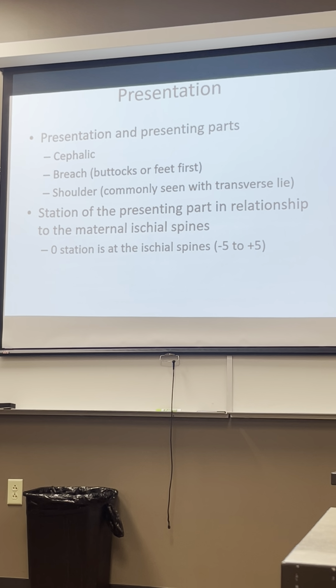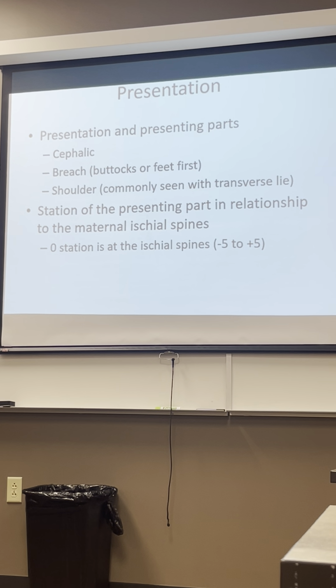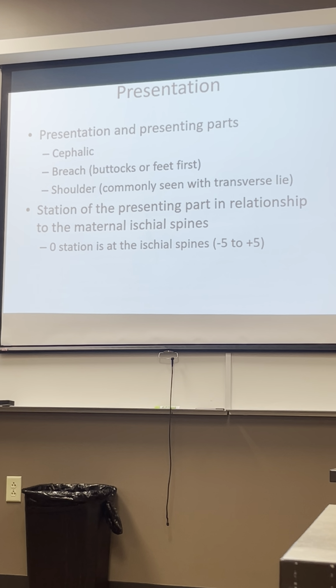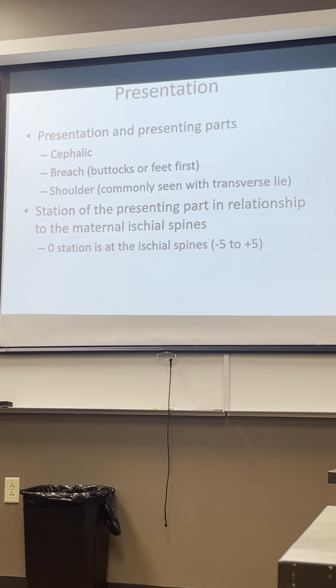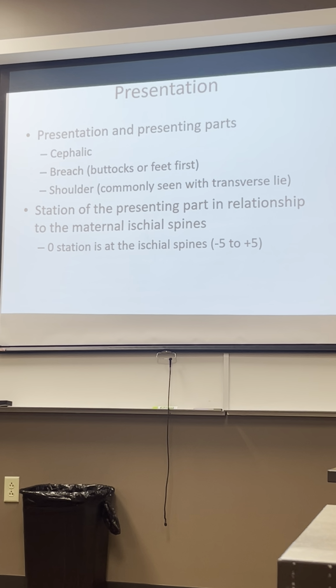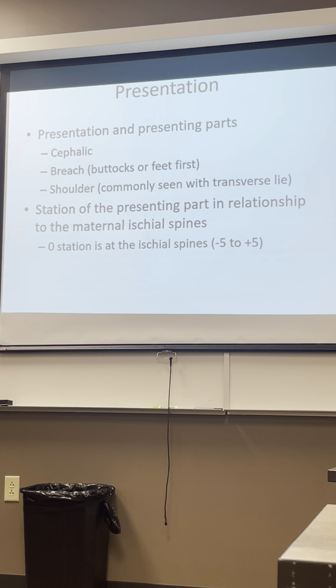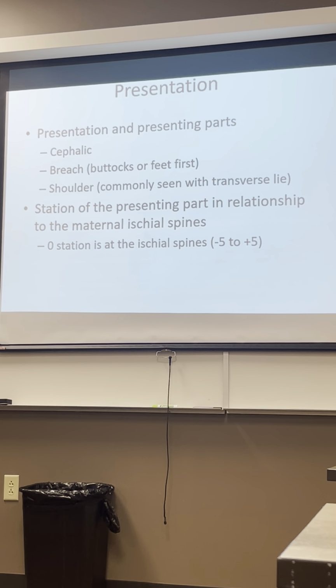Station is the presenting part in relationship to the maternal ischial spines. Zero station is at the ischial spines, and it goes from -5 to +5. So +5 is lower, getting ready for birth. Negative is up in the uterus.